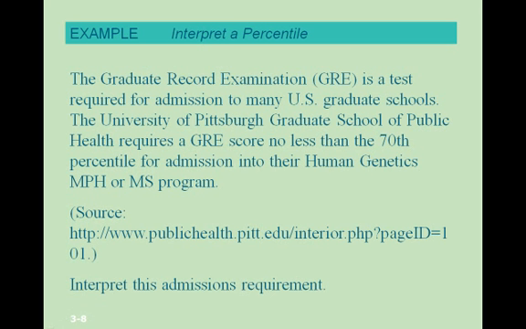So let's look at an example. The Graduate Record Examination, or GRE, is a test required for admission to many U.S. graduate schools. The University of Pittsburgh Graduate School of Public Health requires a GRE score no less than the 70th percentile for admission into their Human Genetics MPH or MS program. We want to interpret this admissions requirement.